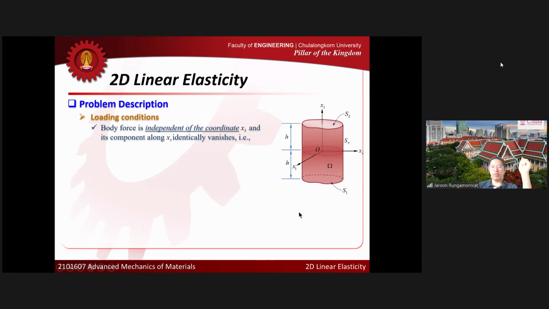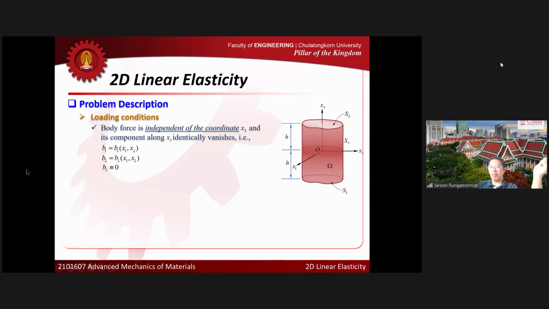Or if you want to see it mathematically, B1 can be non-zero. B1 is simply the body force in the x1 direction. So B1 can be non-zero, but it's simply a function of x1 and x2, not x3. And B2 can be non-zero as well, but it cannot be a function of x3. And B3 is identically 0. So this is the body force field that we will consider for this case. Is that clear to you?